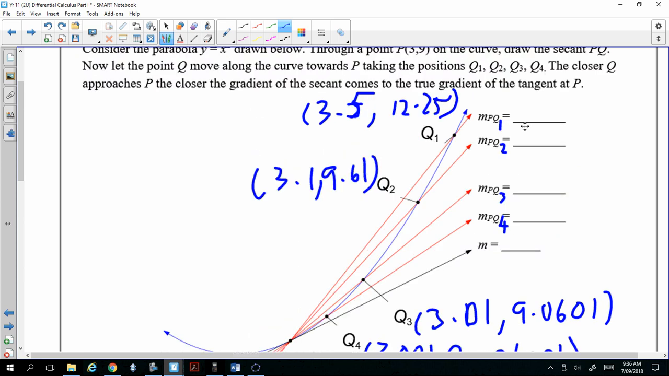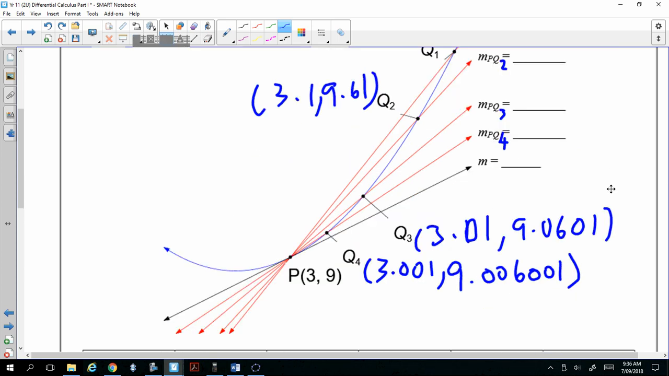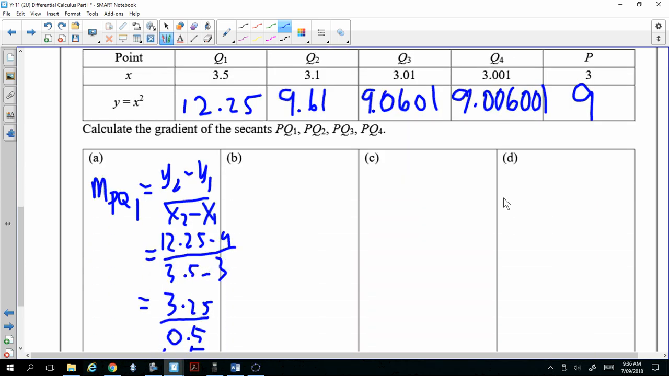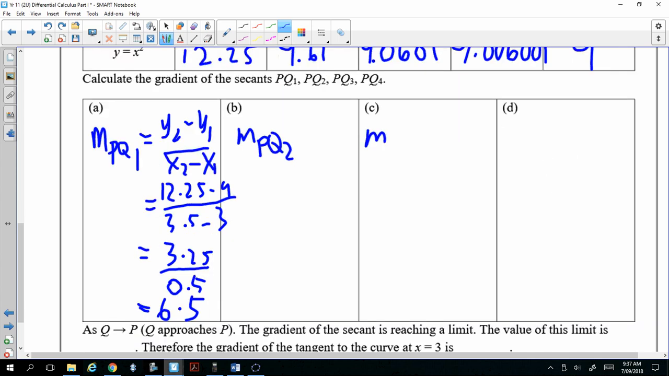Try the next one. Can you do PQ2 and, alright, let's continue, PQ3 and then PQ4. Alright, can you do it for each? Okay. Alright, done. Can you do that?